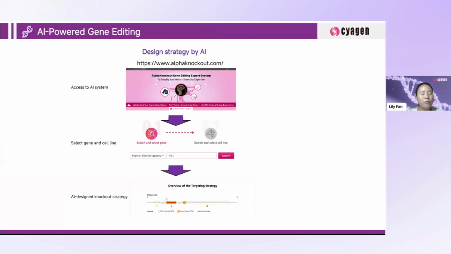Several solutions are proposed. First, as the gene editing efficiency is low, a convincing strategy is required. We have an AI system that can help select the best strategy. You can input the gene and cell line into the system. Then the system will evaluate the target gene, including the gene lethality, copy number, and the background of expression. Our AI system can give the best strategy quickly after comprehensive evaluation.